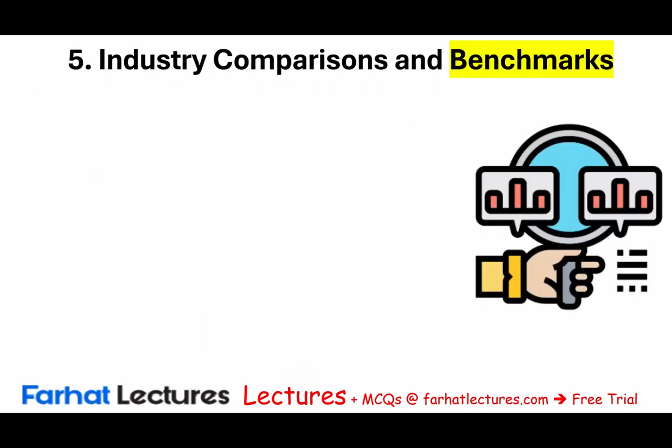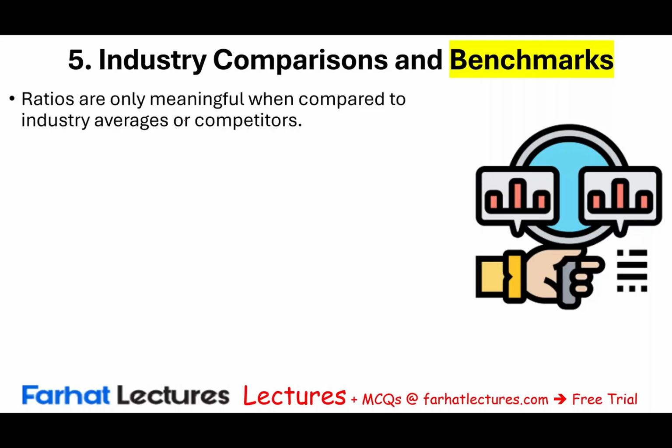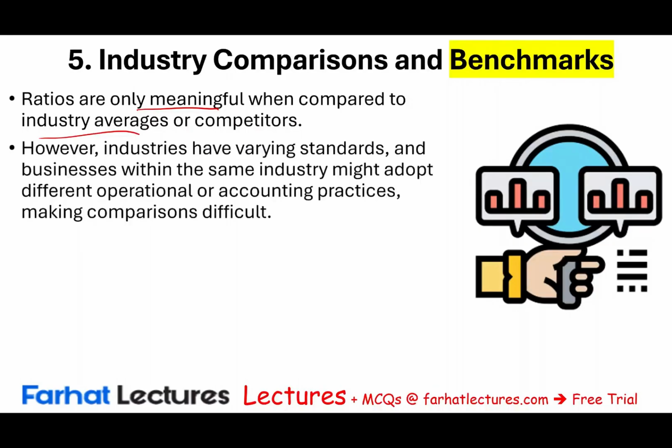Industry comparison and benchmark. Let's go back to what we started with. We said we always compare ratios to a benchmark, whether it's the industry averages, other competitors, or prior year. The prior period could be a benchmark for us. Ratios are only meaningful when compared to industry average or competitors. We already know this. What did we say earlier? We said that different companies would use different accounting methods. Now, how can you compare two companies when you're looking at the industry averages, and each one of these companies uses a different method, different operational practices and accounting methods? It will make it more difficult to compare.